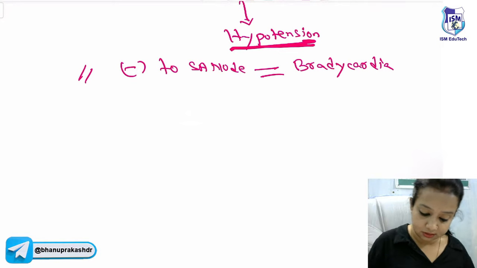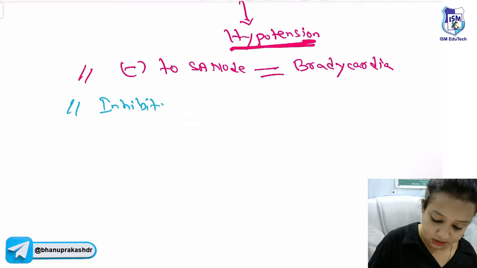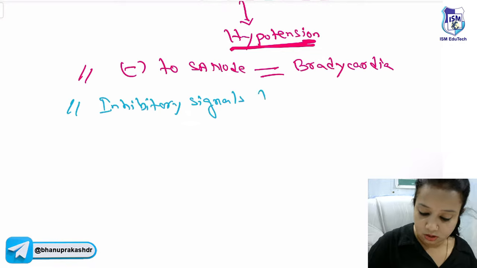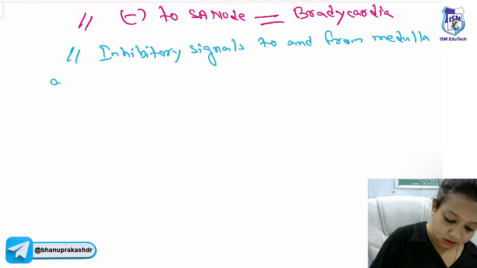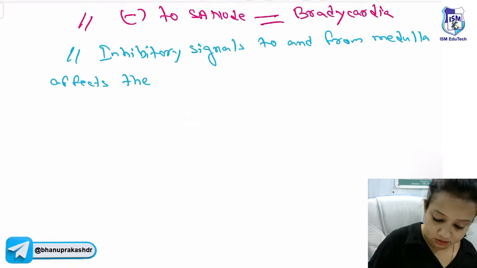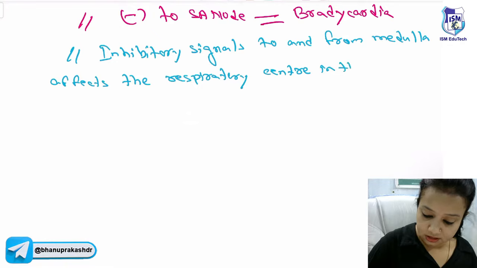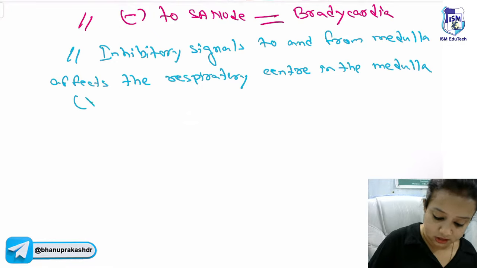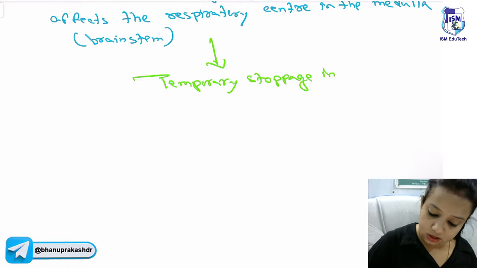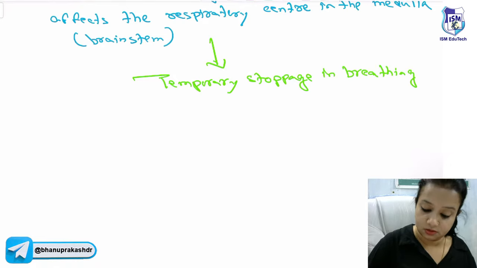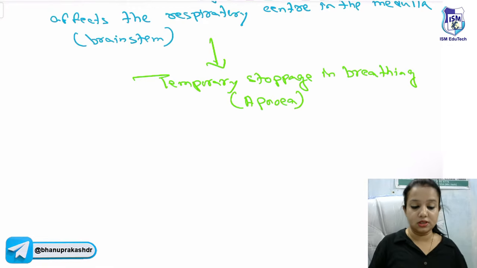Now again, since there has been inhibition, the inhibitory signals to and from the medulla affect the respiratory center in the medulla, which is in the brain stem. This causes a temporary stoppage in breathing, which is called apnea. Okay, these are the triads and why they are called so.